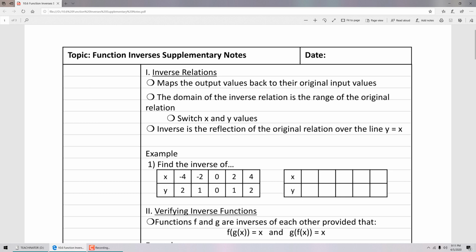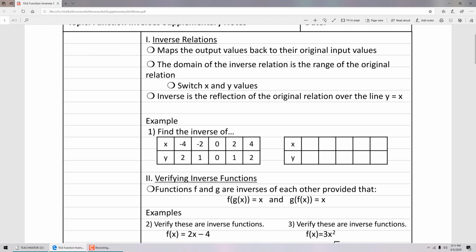So an inverse function maps the output values back to their original input values. The domain of the inverse relation is the range of the original relation. All that we have to do is switch the x and y values. So the inverse is the reflection of the original relation over the line y equals x. Okay, so find the inverse.